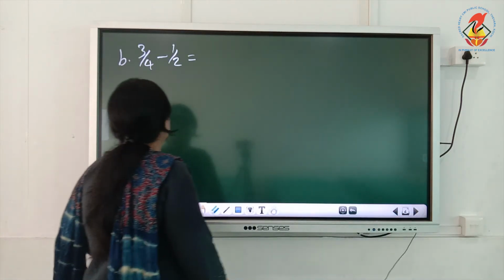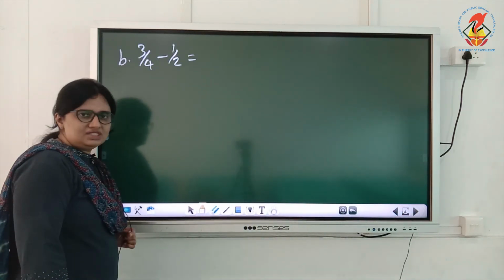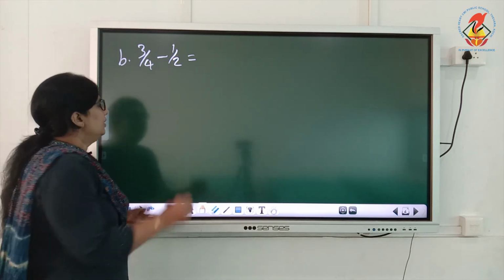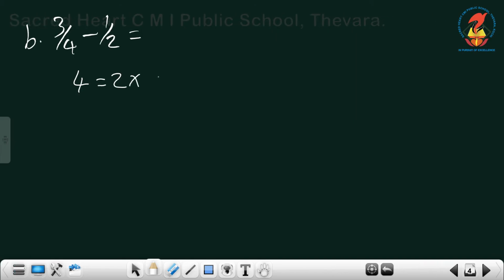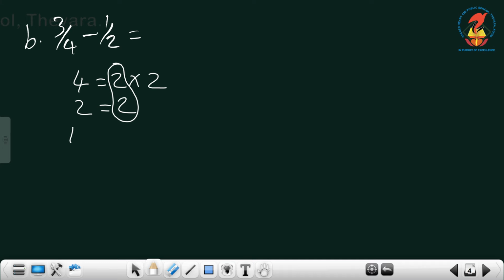Okay. The next problem is 3 by 4 minus 1 by 2. Here also, 4 is what? Prime factorization of 4 is 2 into 2. And 2, we need to write 2 only here because 2 is a prime number. And common in both is 2. And LCM is what? 2 into, and the balance number is 2, that is 4.